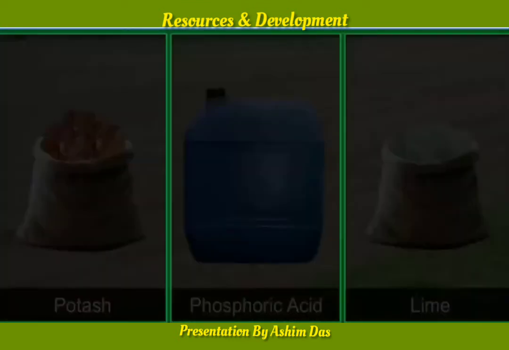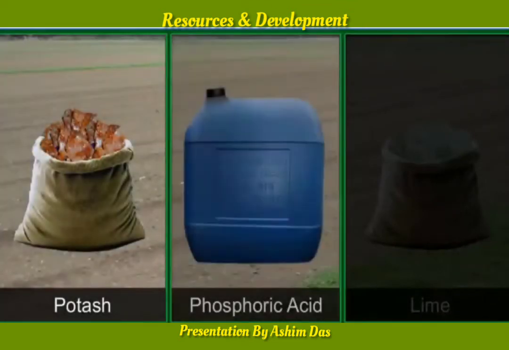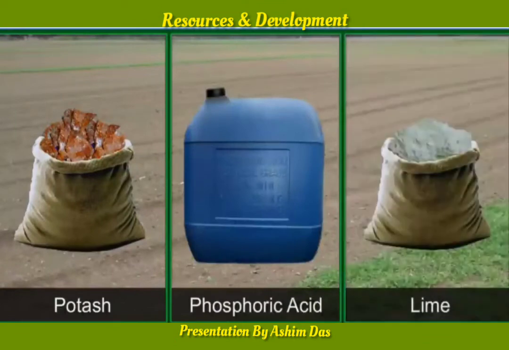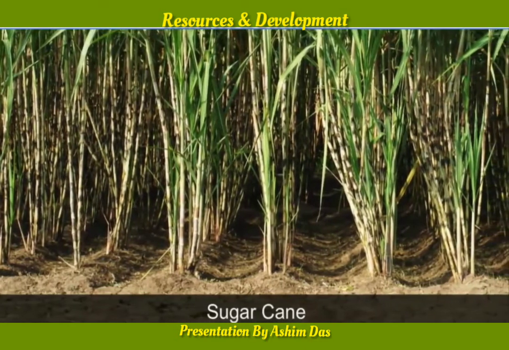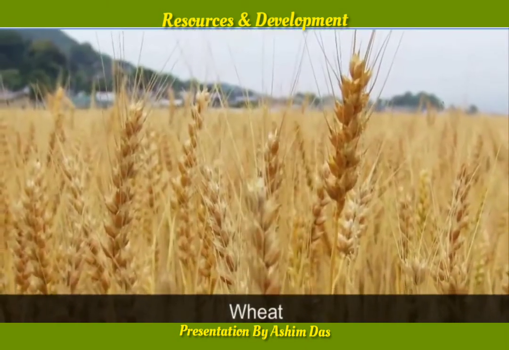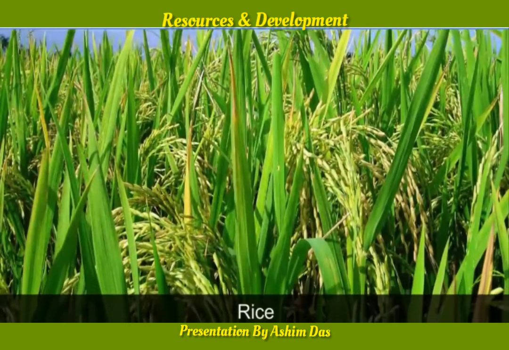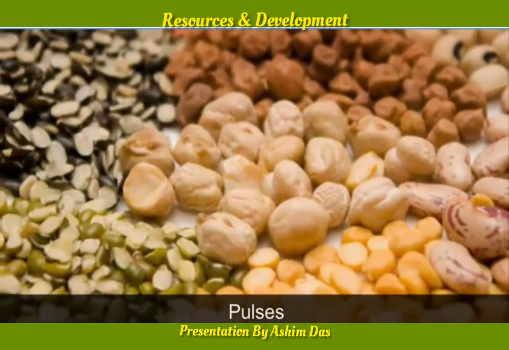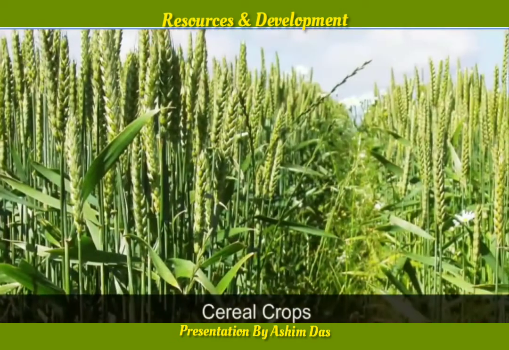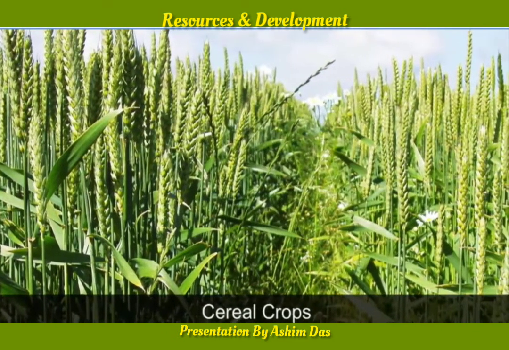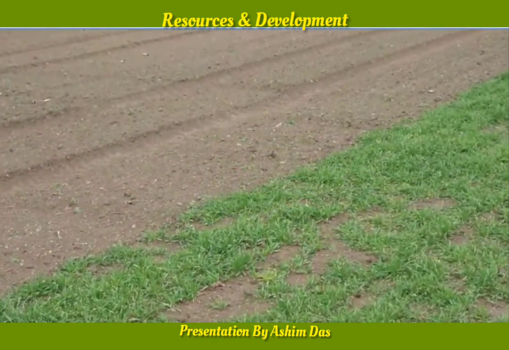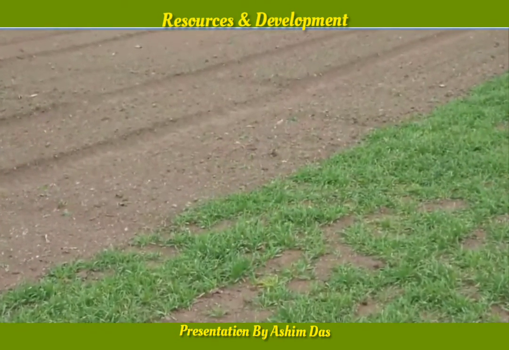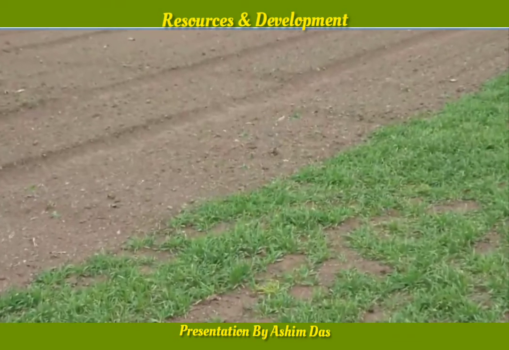The fertile alluvial soils are rich in potash, phosphoric acid and lime, and are ideal for growing sugarcane, wheat, rice, pulses and cereal crops. Due to the richness of soil, the regions of alluvial soils are densely populated and the level of cultivation is high.